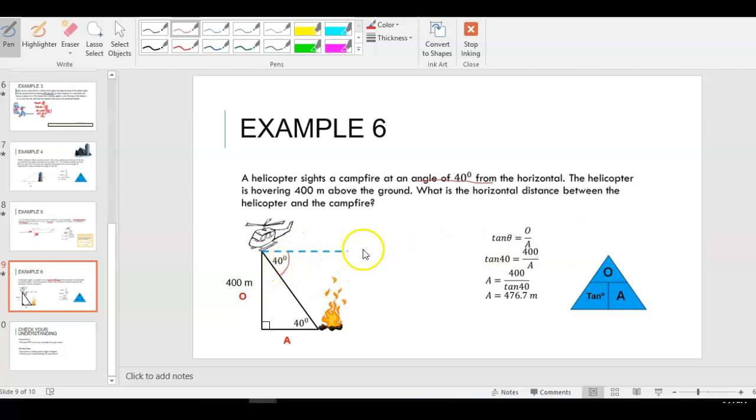What else do we have? We have the height of the helicopter from the ground, 400 meters. And we are asked to find the horizontal distance between the helicopter and the campfire. So this is the horizontal distance that we're asked to figure out.